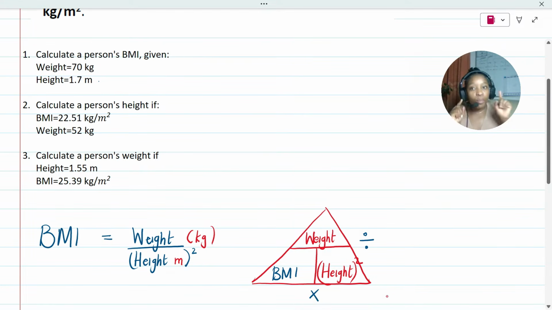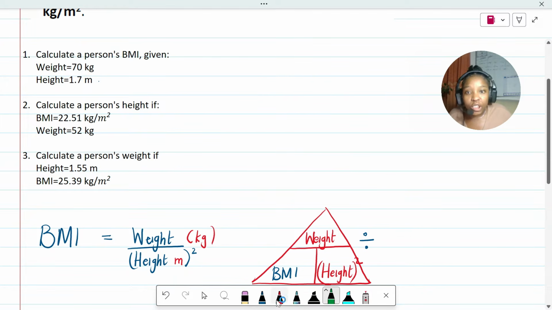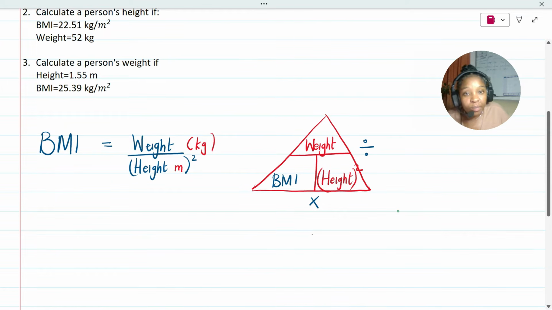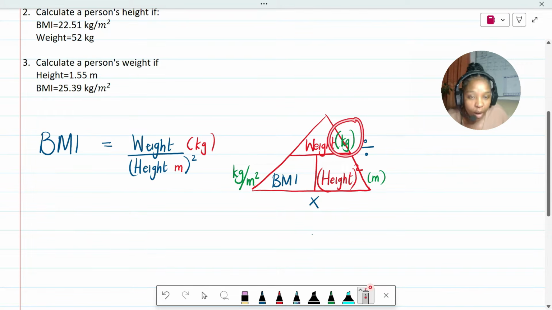It says calculate a person's BMI given the person's weight in kg and the person's height in meters. Also, something that I just forgot to mention here, the units for BMI. When you're calculating a person's BMI, the weight needs to be in kilograms. The height needs to be in meters. Then the units for BMI is kilograms per meter squared. Makes sense, because it's kilograms per meters squared. So let me just put that there. Height must be in meters all squared.